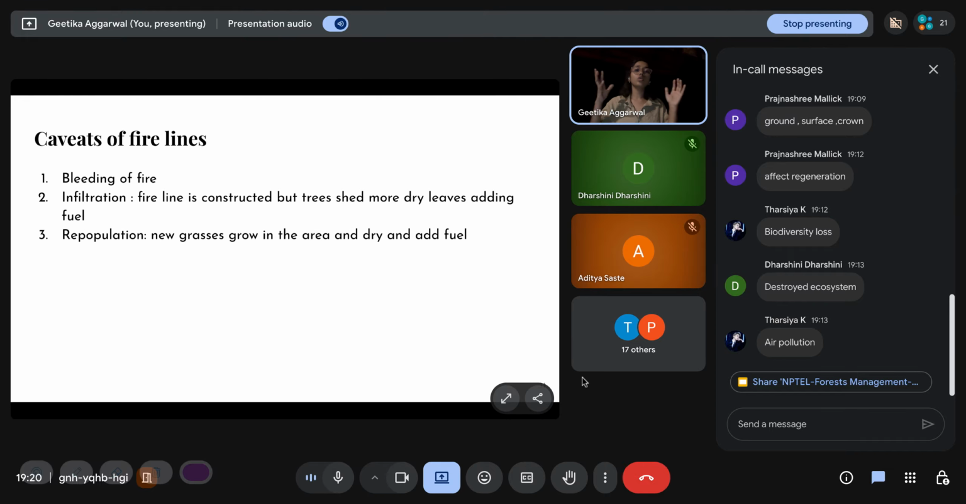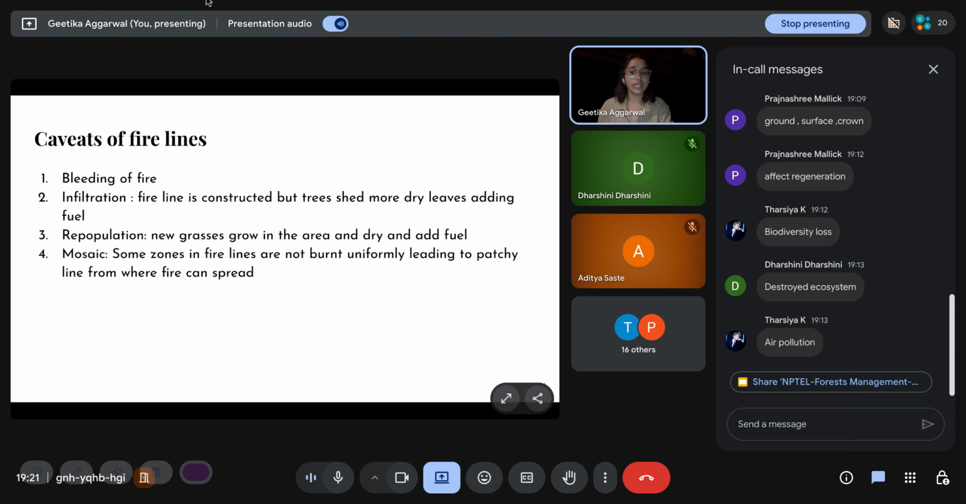So maybe you cut down the grasses, you burnt them, and now there's no combustible material. But because you burnt the grasses, and there is now this ash which we said is fertile because it contains nutrients, new grasses can sprout in the area. And when new grasses sprout, eventually they will also dry up because the season is dry, and they will become the new fuel. So again, it gets repopulated and more fuel is added to the area.